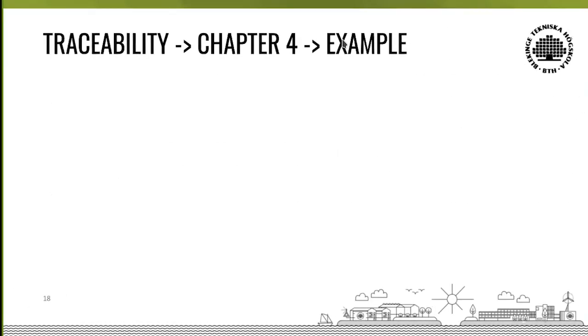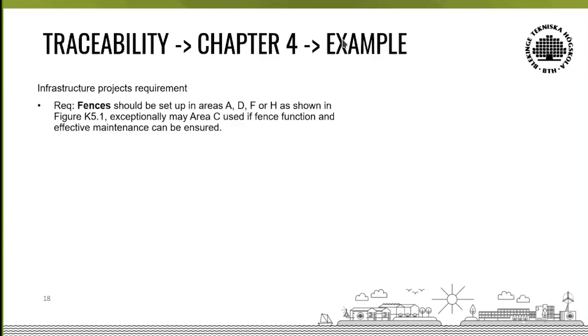Here I'm going to give an example to make it a bit more clear how we do this association and the idea of taxonomic tracing. So here's a requirement from an infrastructure project. The requirement says: fences should be set up in area A, D, F, or H as shown in the figure below. Exceptionally, area C may be used if fence function and effective maintenance can be ensured.